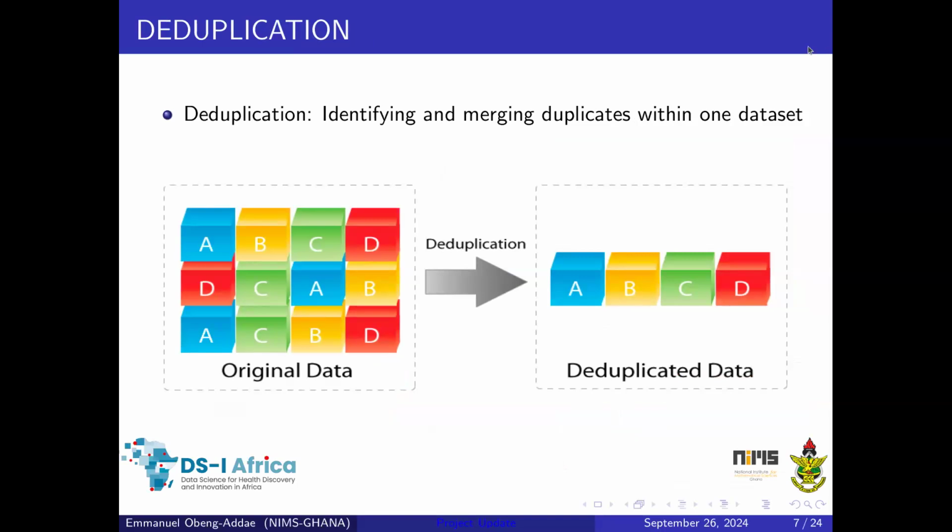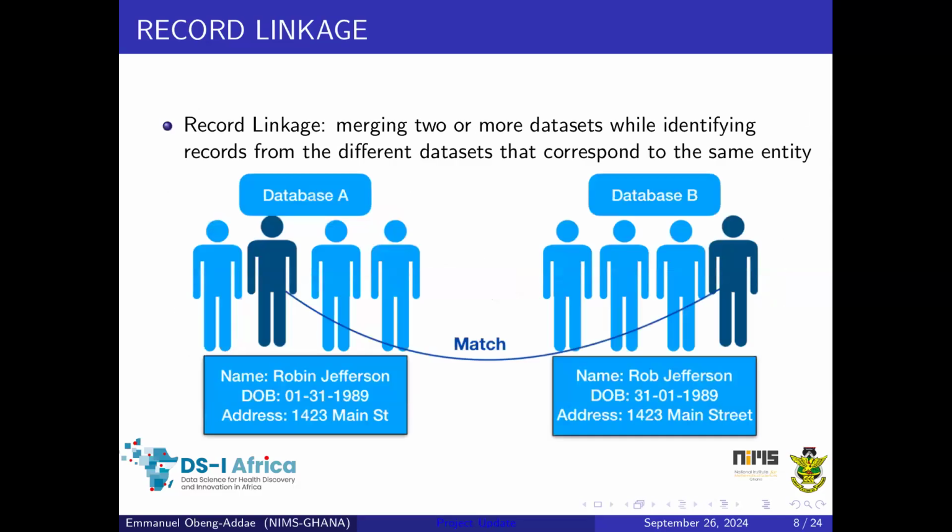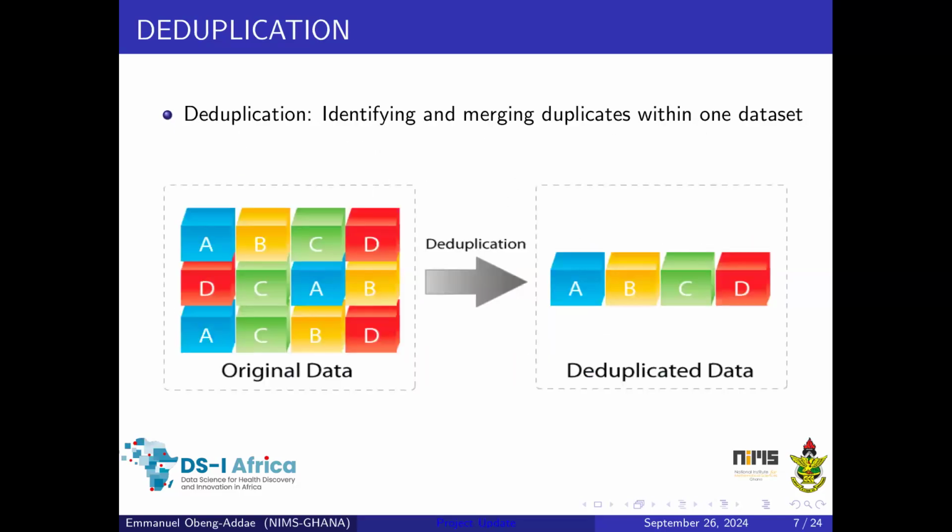So when we talk about deduplication, we are looking at identifying duplicates within one data set. So for instance, when you look at this image on your screen, you'd realize that there is the original data that has about 12 different records in there, but most of the records are repeated. So A, B, C, and D, and they are repeated twice for each one of them. But now when we merge those records, we have a deduplicated data, which is what we see on the right side. And that makes the data set very clean.